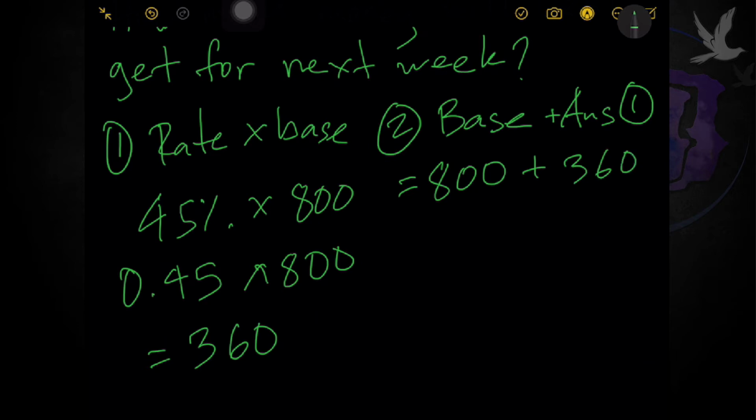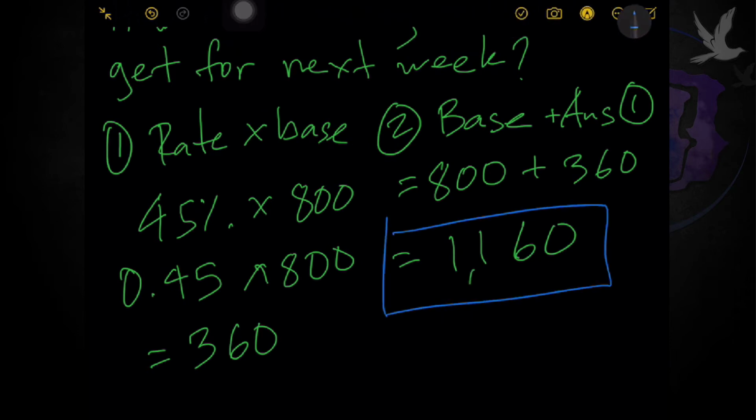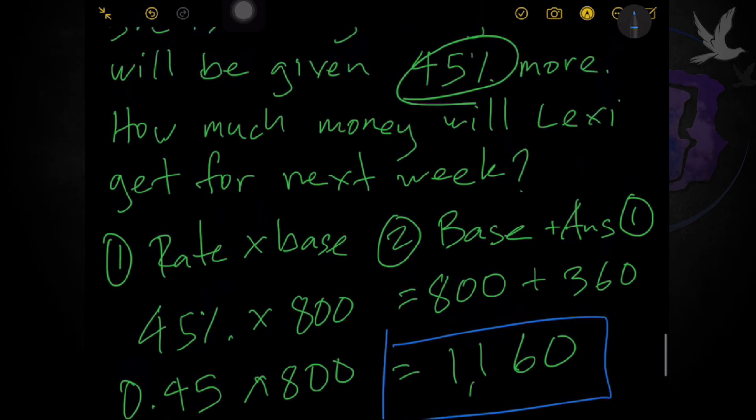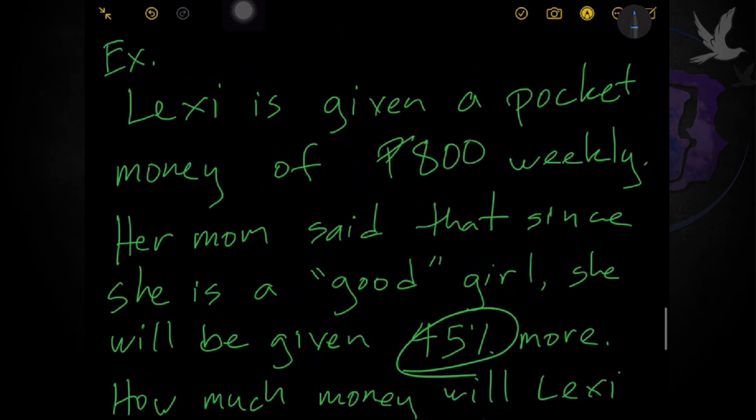Okay? And 800 plus 360 is equivalent to 1,160. Which means Lexi will now be receiving 1,160 pesos every week compared to the first 800. Okay? Again, this can be used in real life. Magagamit nyo yan. You are lucky that you're learning this ngayon. Most students, they learn this, high school na. Okay, actually, you will really encounter this in the future.